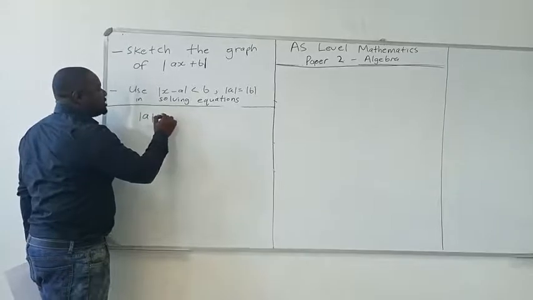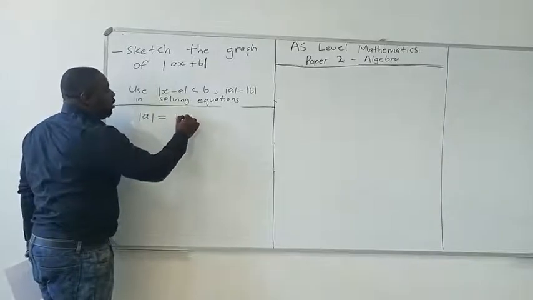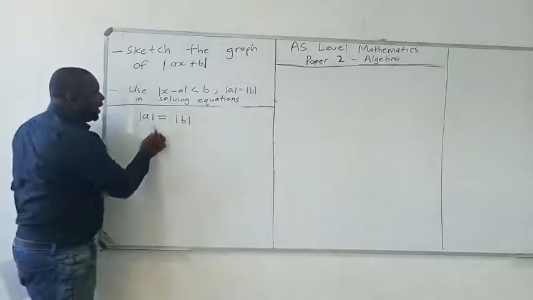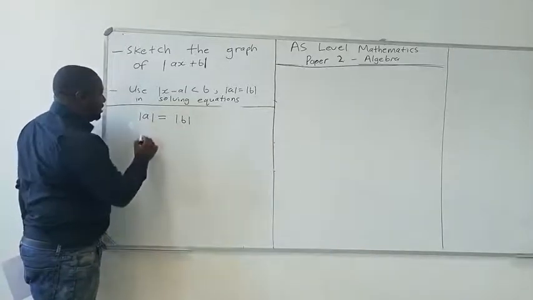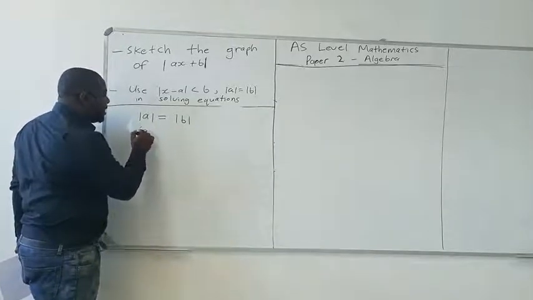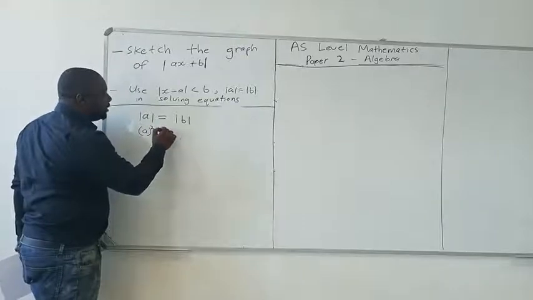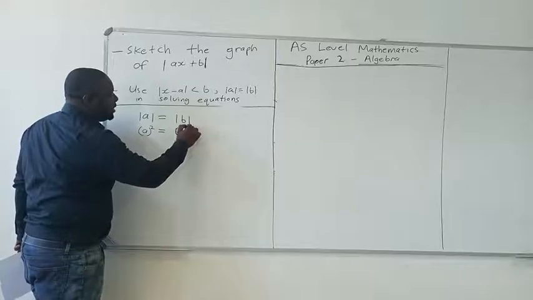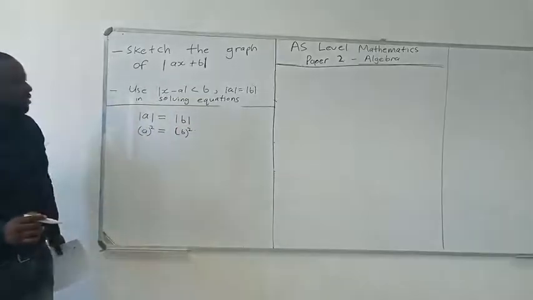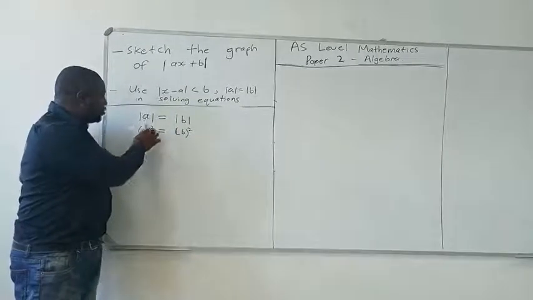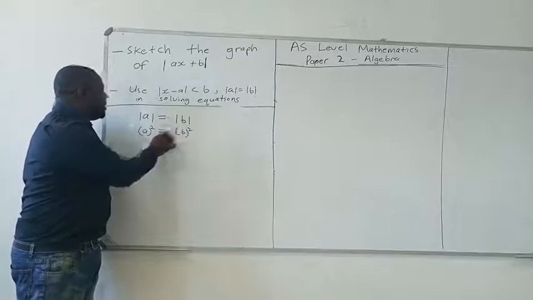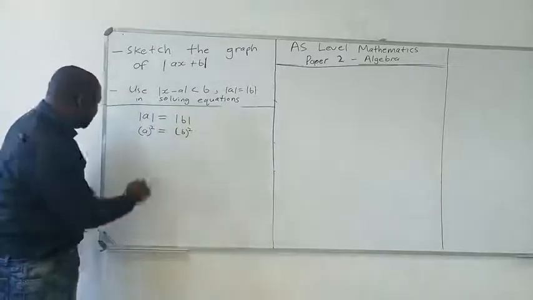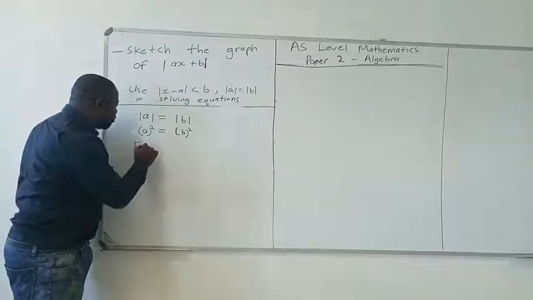Modulus of A is equal to modulus of B means that A squared is equal to B squared. Now let's have a concrete example.